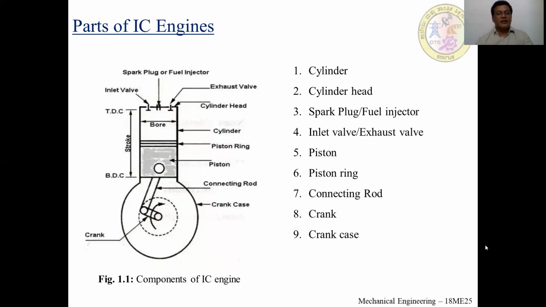The next component is the connecting rod. This portion is the connecting rod. It is fitted between the piston and the crankshaft. The importance of the connecting rod is to transfer the power of combustion to the crankshaft. Then the next component is the crankshaft. Basically, it converts the reciprocating motion of the piston to rotary motion.